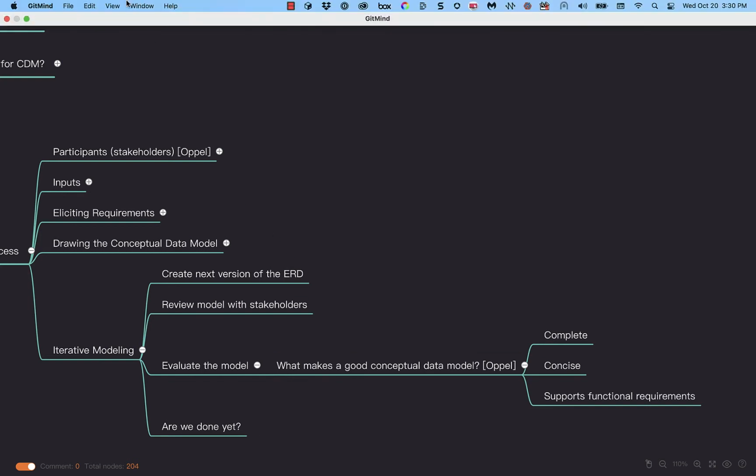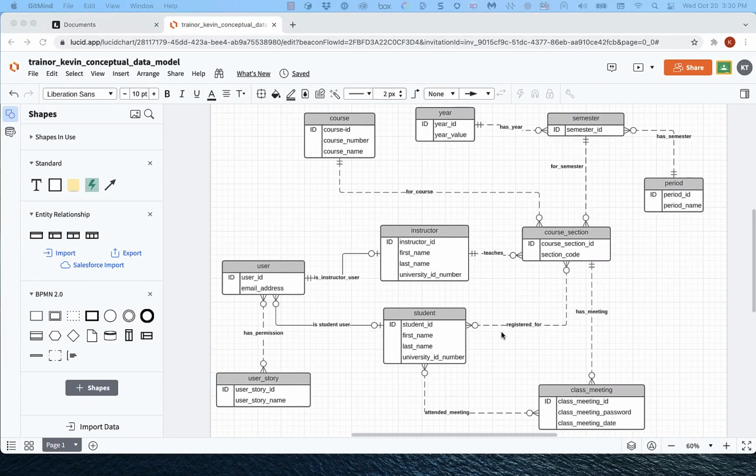Okay, so let's think about this in terms of what we've been working on in the tutorial. Here's the model as of the last time that we changed it, when we were adding the attributes and identifiers. And I've only seen one mistake so far. Up here, the last thing that we did is we took semester, instead of having a semester name, we gave it relationships to year and period. The relationship to year is called has year. That's fine. The relationship to period is called has semester. That's a typo. I think it should say has period.